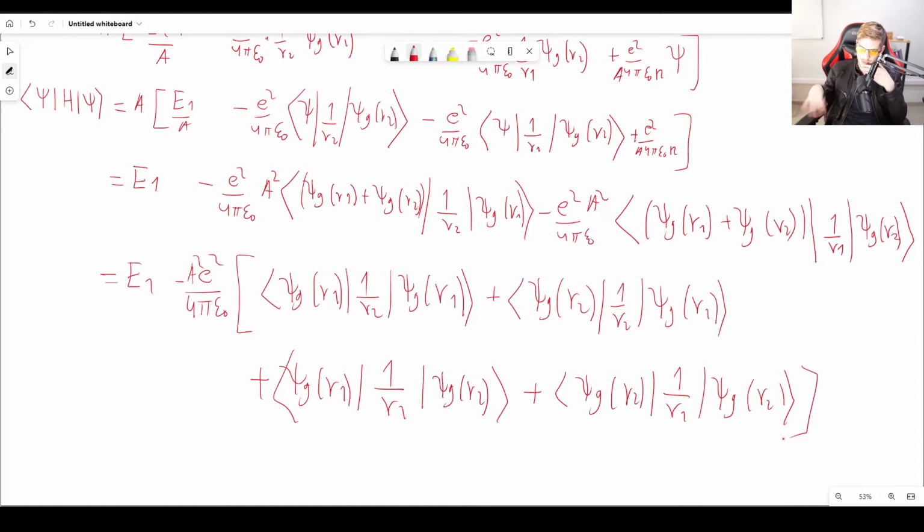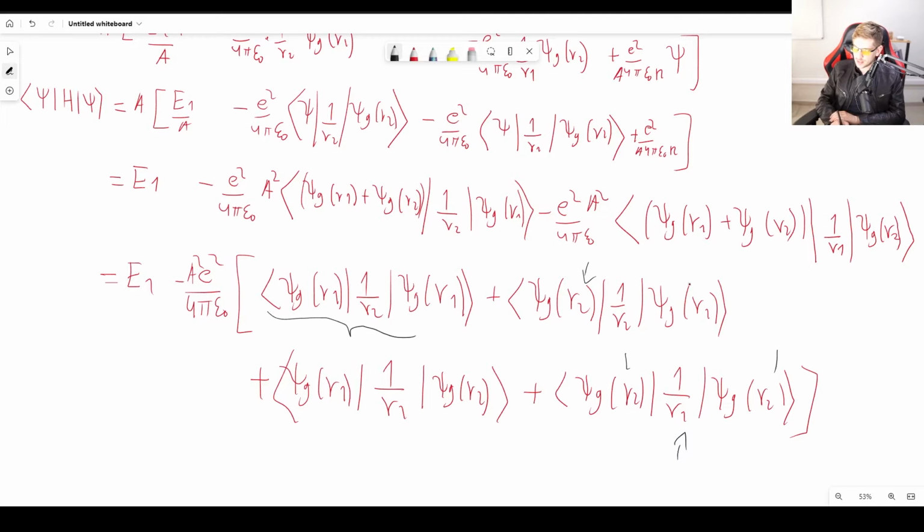Okay, phew. And now notice the following. We have two types of these inner products. One is psi g R1 with 1 over R2, and the other one is basically the same R's here with a different R here. And then we have different R here, different R here. But notice that the wave functions are the same. So basically, these two are exactly the same. They're going to give you exactly the same results.